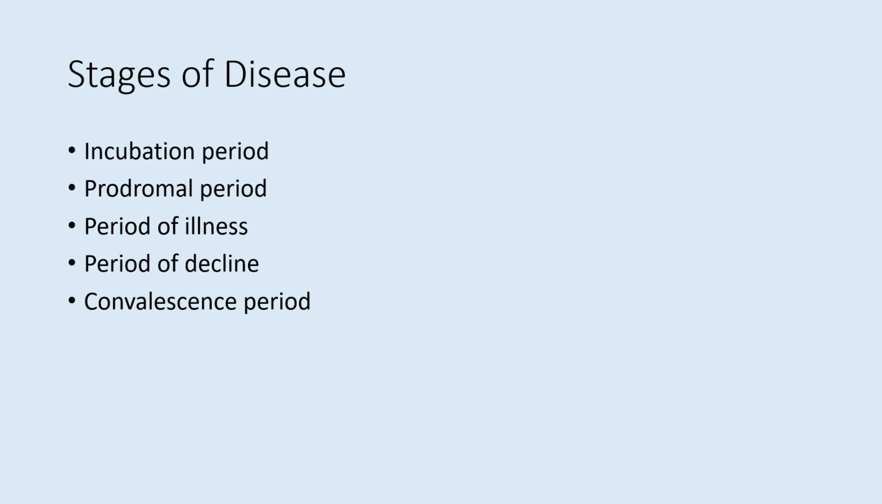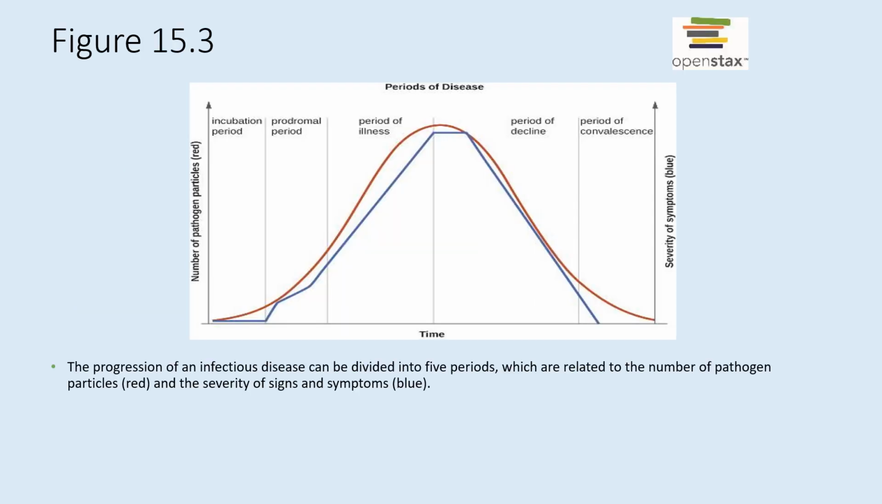When we look at diseases, we talk about the stages. There are 5 distinct stages of the disease. There is an incubation period, the prodromal period, the period of illness, period of decline, and finally the convalescent period. If you graph this out, this is what you see. And so let me get my little marker here.